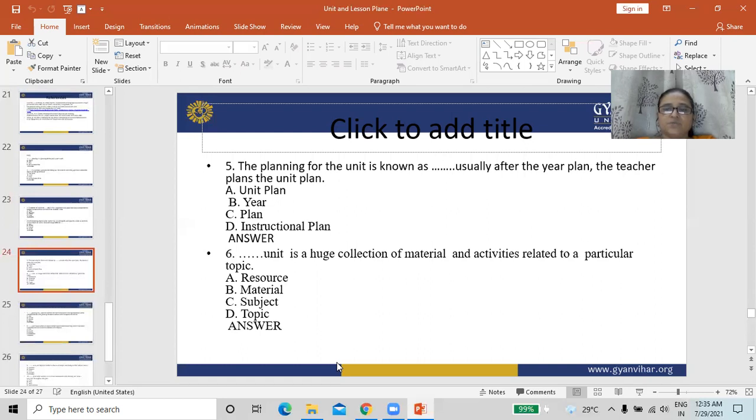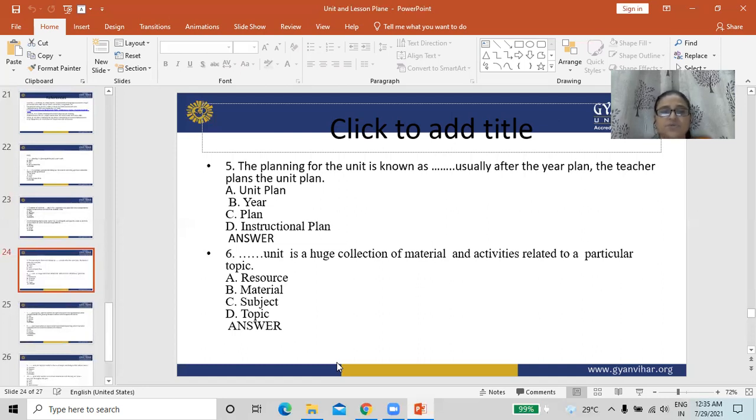Next MCQ: the planning for the unit is usually done after the year plan. The teacher plans the unit plan. Option A, unit plan. Option B, year plan. Option C, lesson plan. Option D, instruction plan. Choose the appropriate answer.